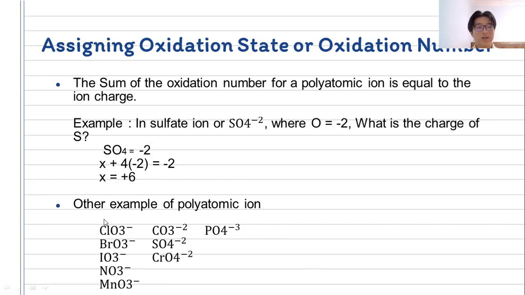There are also other examples of polyatomic ions. For example, we already mentioned the sulfate ion. We have phosphate ion and many other polyatomic ions like in here. You can read them by yourself, right?